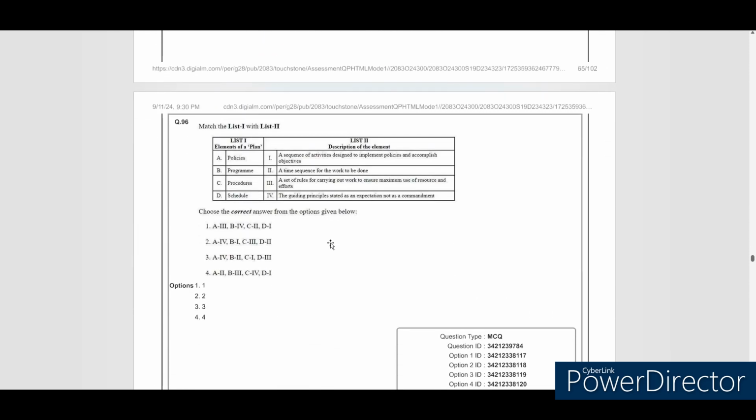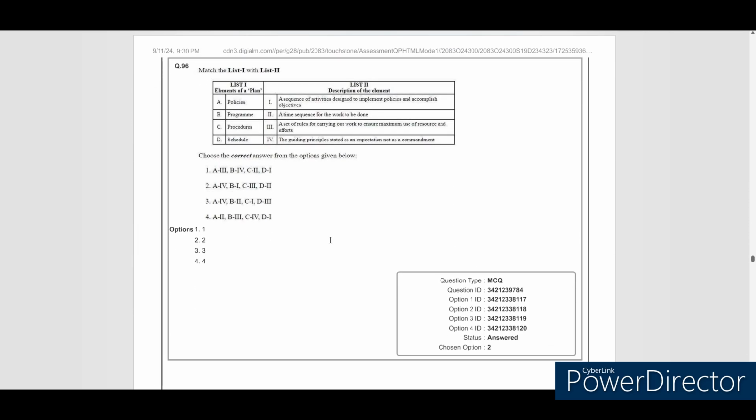Coming to question number 96, this is also a very easy question, okay? Because it's similar to goals, objectives, and targets. Policy is something which is at the higher level, followed by programs, procedure, and schedule. So based on that, you can easily answer this question.